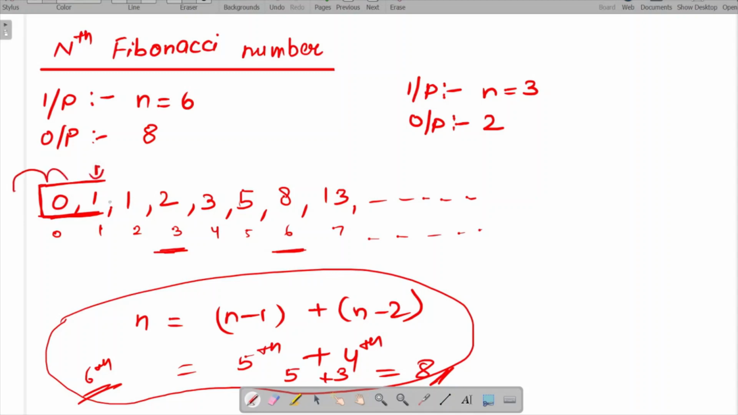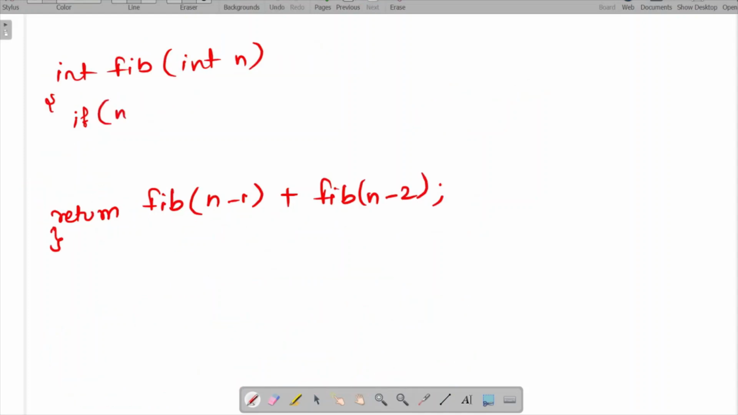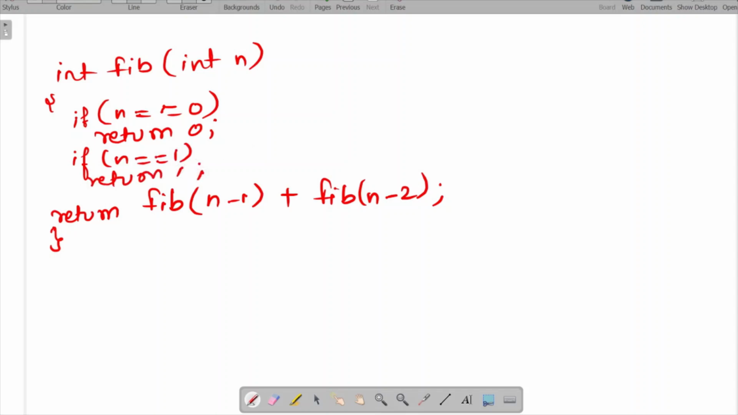So simply the starting two values are given to us for the Fibonacci series, and then we continue to calculate the further values. So if n is equal to 0, we will simply return 0, and if n is equal to 1, we will return 1. So this will be our base condition. Now let's see how this function call will happen.